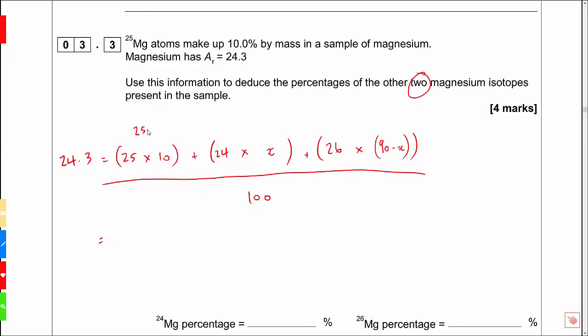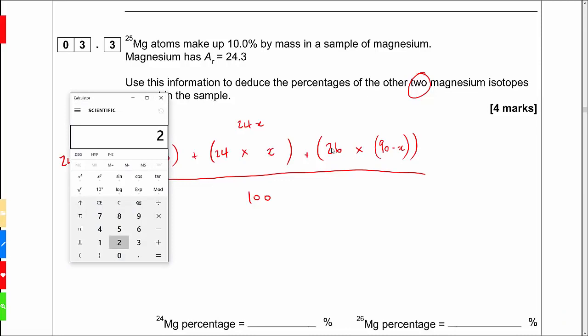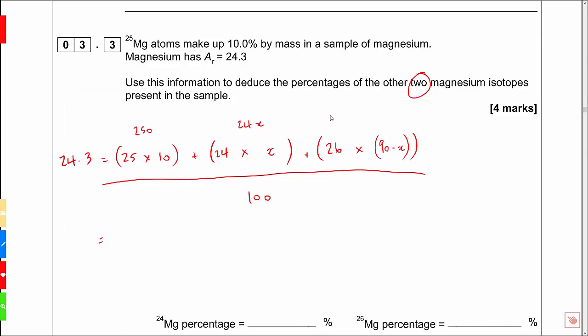So we're going to end up with 250, we're going to end up with 24x, so we're going to end up on this side with, oh no, 26 times 90, 2340. Minus 26x. It's quite algebraic, but there we go. We'll get rid of this 100 by multiplying both sides by 100, so we're going to end up with 2430 equals 250, add 24x. I'm going to say minus 26x, add 2340. I've only switched these round, they're both there.